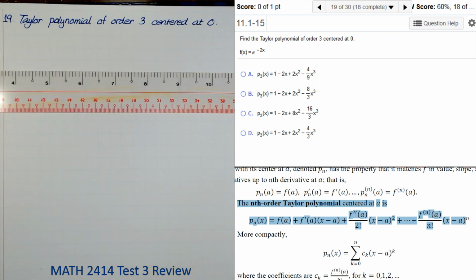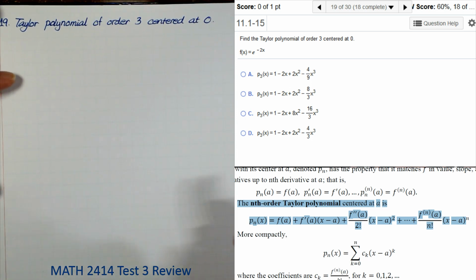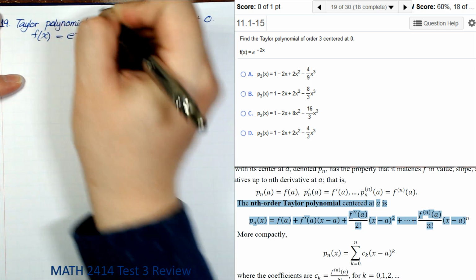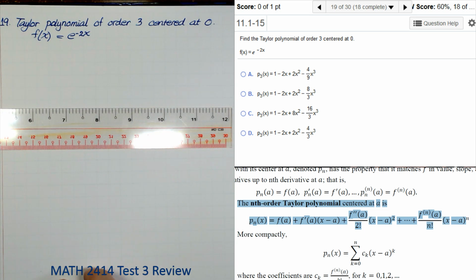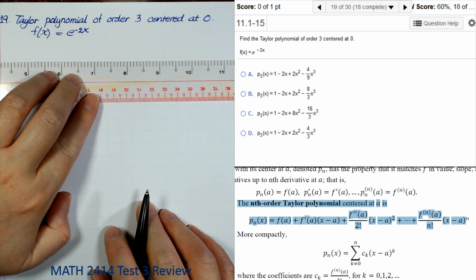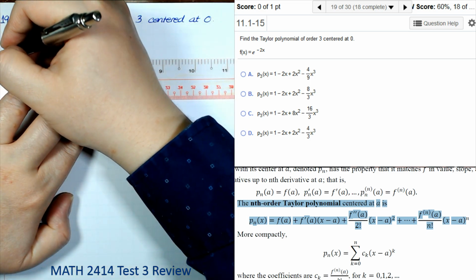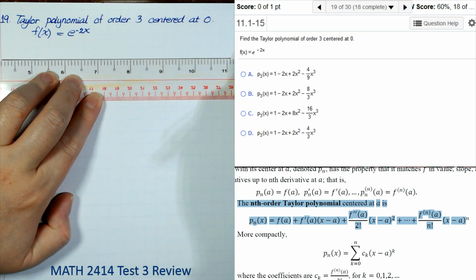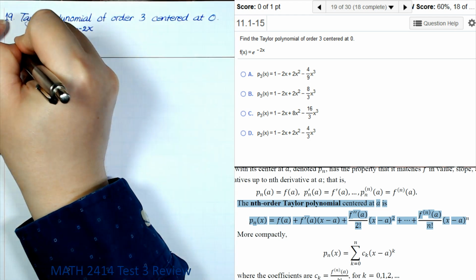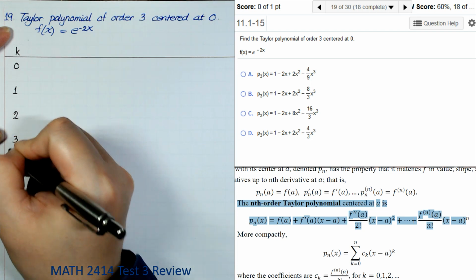I'll just make a table. By the way, let's write the function first. E to negative 2x. You definitely need to know how to do this because you will see this kind of problem on test 3, and definitely this kind of problem on the final. Because this is the last thing I hope that you forget about this section, is how to do the table for Taylor series.